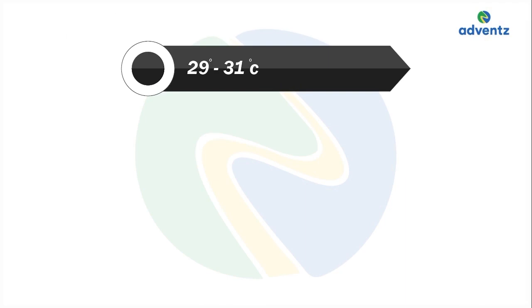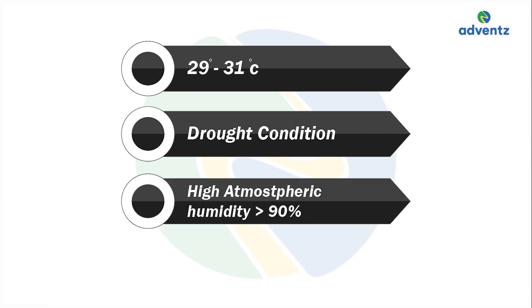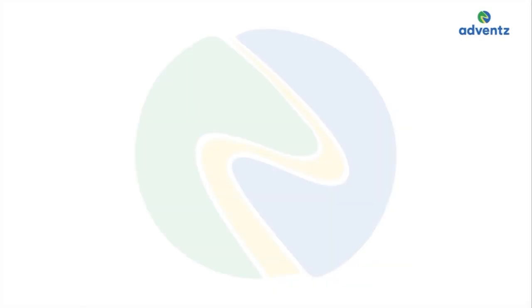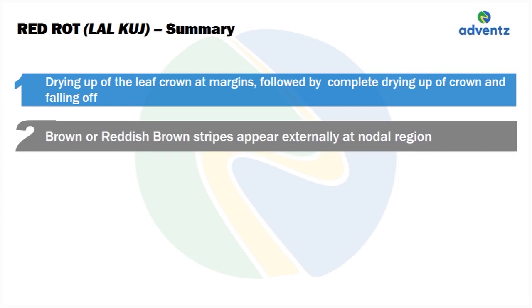Favorable conditions are a mean temperature of 29 to 31 degrees Celsius, drought conditions during the initial growth phase, high atmospheric humidity more than 90%, waterlogged conditions, and continuous cultivation of the same variety in the same field. Just to summarize, red rot is noticed by the drying up of the leaf crown at margins, followed by drying up of crown and falling off, appearance of red and brown stripes at the nodal region, and internal tissues becoming red with transverse bands.